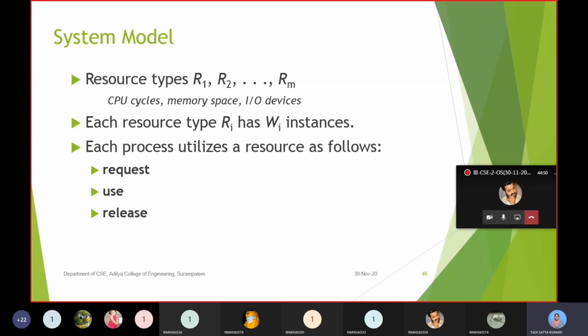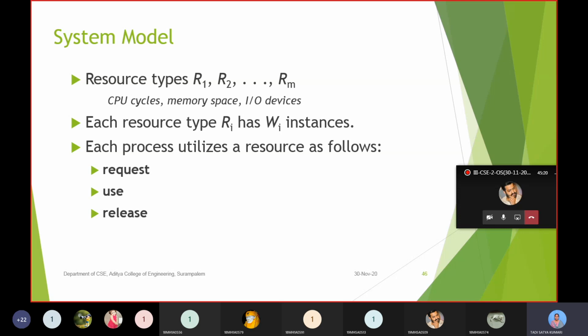So many different types of resources will be available, R1, R2 and so on up to Rm, and each resource type is available in Wi number of instances. So more than one CPU, more than one printer. Each printer type is represented as one resource type, and how many printers there are is represented as instances.